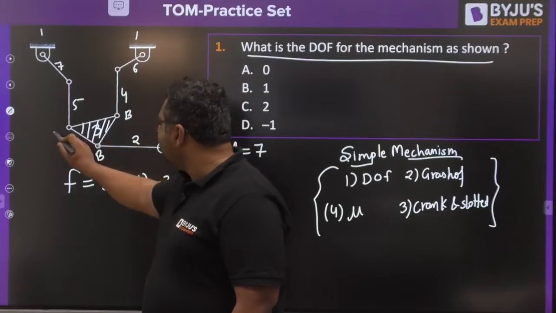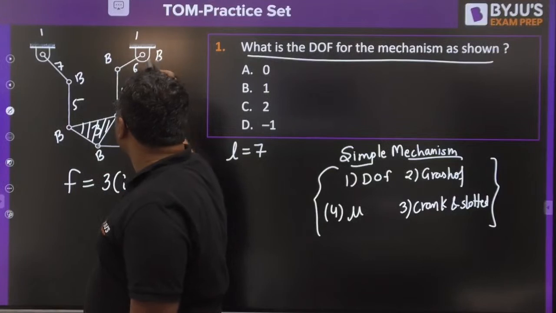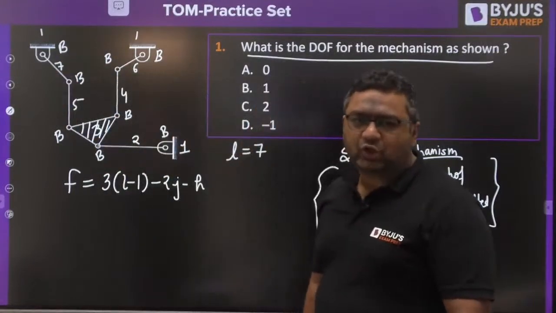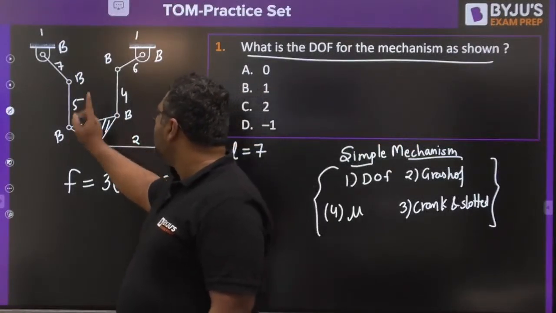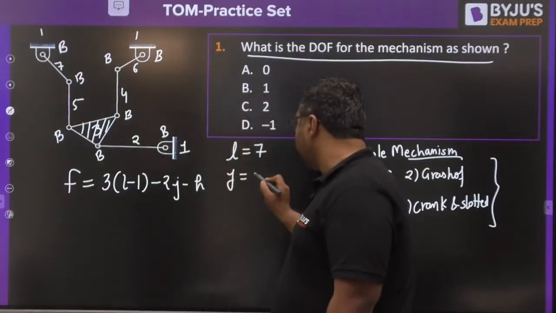This is a binary joint, this is a binary joint, and so on. Where two links are connected together, it is said to be a binary joint. So my dear, this is 1, 2, 3, 4, 5, 6, 7, 8. We are having the number of binary joints to be 8.